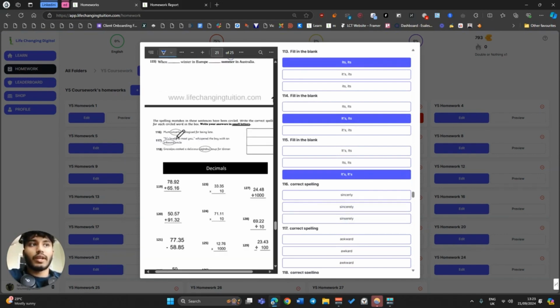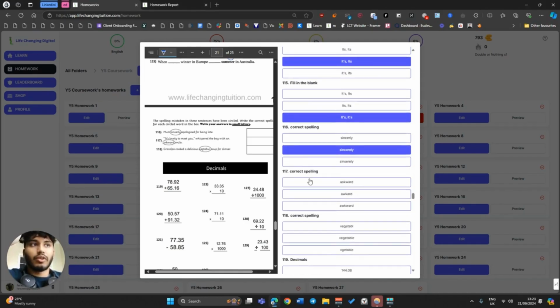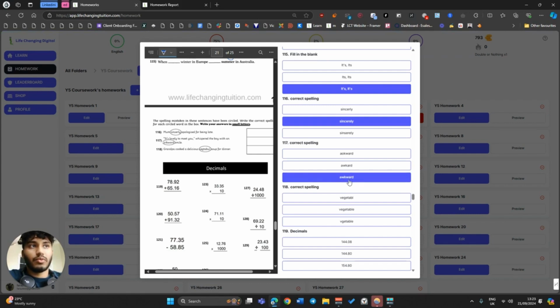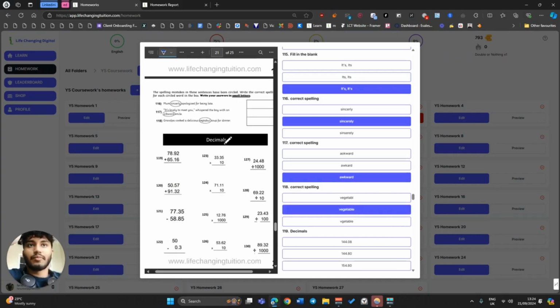Which one is spelled correctly? Sincerely. So sincerely should have an E right here. And it should be a C as well, so it shouldn't be this one. This one's missing an E. And we've got awkward. Whispered the boy with an awkward smile. Okay, so awkward is spelled with 2 W's, awkward. We've got a vegetable, so it should be vegetable. This is the right one.